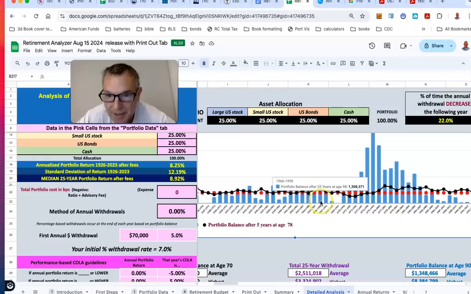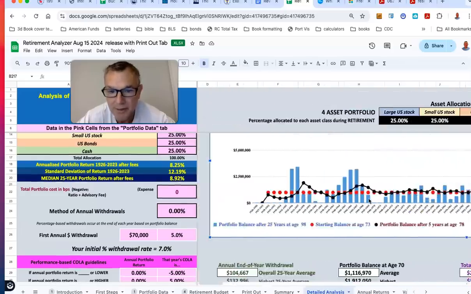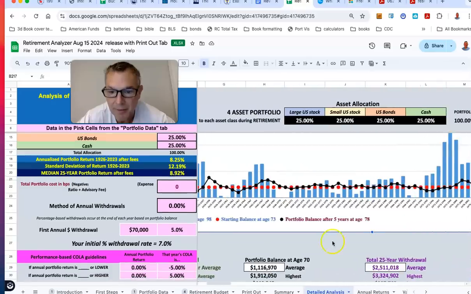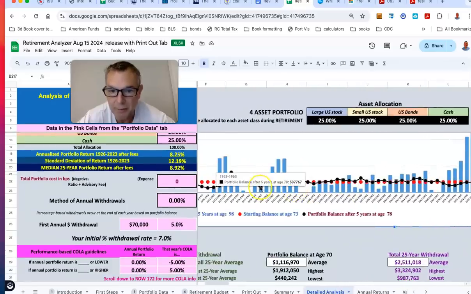Even if we retired in 1966, our portfolio balance by 1990 was 1.3 million, above what we started off. Isn't that crazy? I find that very interesting. So I love this chart too. And by the way, these are how much you had left after 5 years.